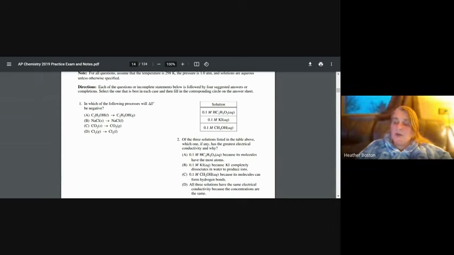The next one, D, which is gas to liquid, that's going to be a decrease in entropy. And just like when we were dealing with enthalpy, a decrease would be negative. So the correct answer is D.